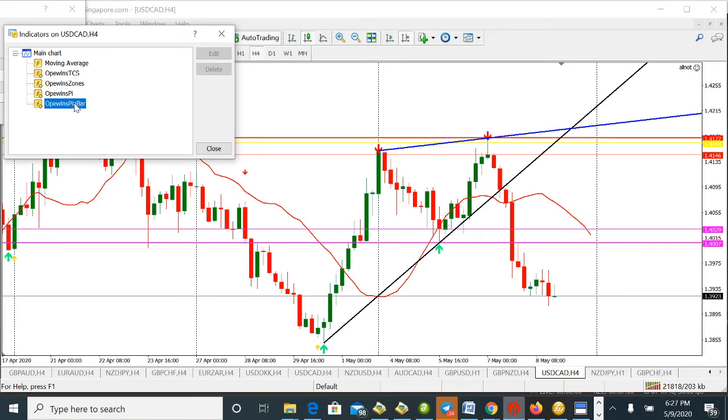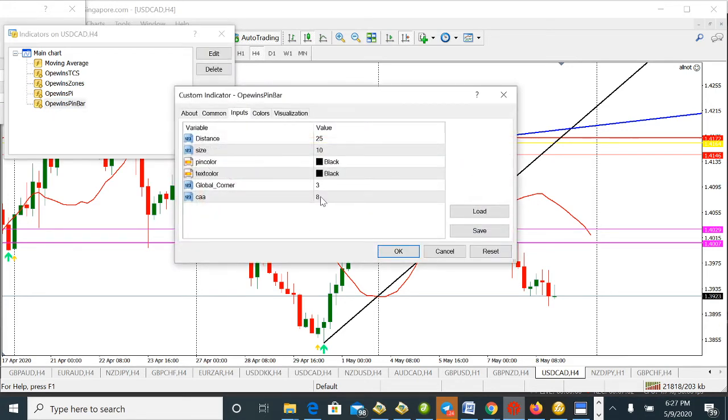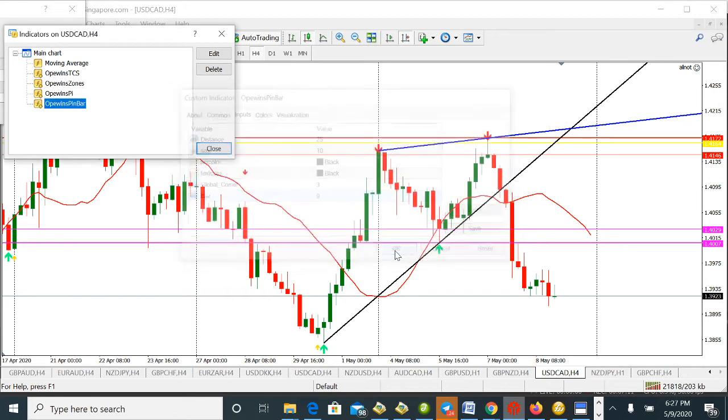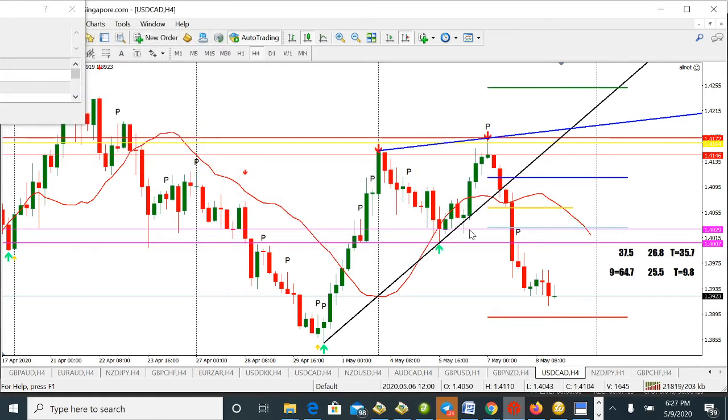Here is the pin bar indicator. You come to this place. Here is candle 8. I can change it to candle 10 or candle 9. Then close this one, then close this one, and it gives us the analysis. This is candle 9 here. Now let me explain how it works so that people can understand.